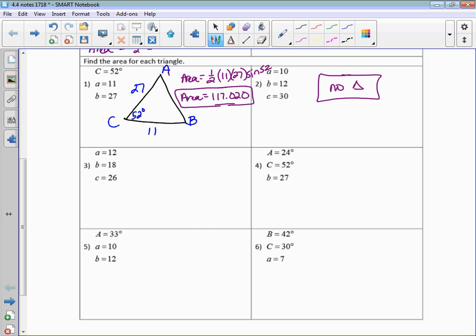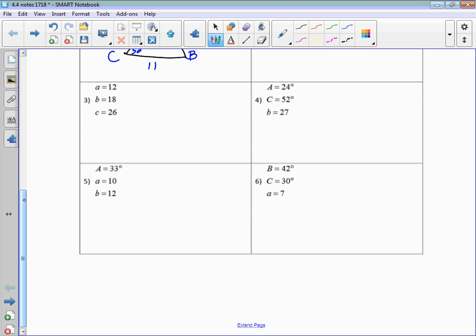So, try number 3. This one should work out a little better for you. That's also an SSS, right? Again, the angle I know, but then it does not matter with the A.